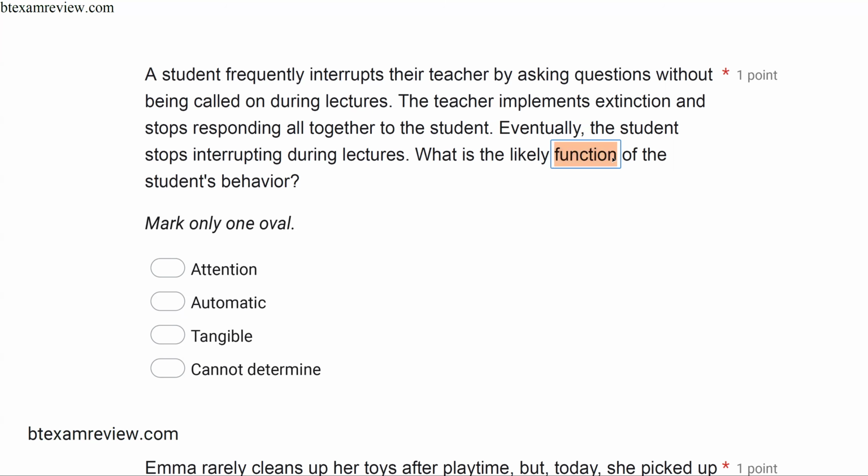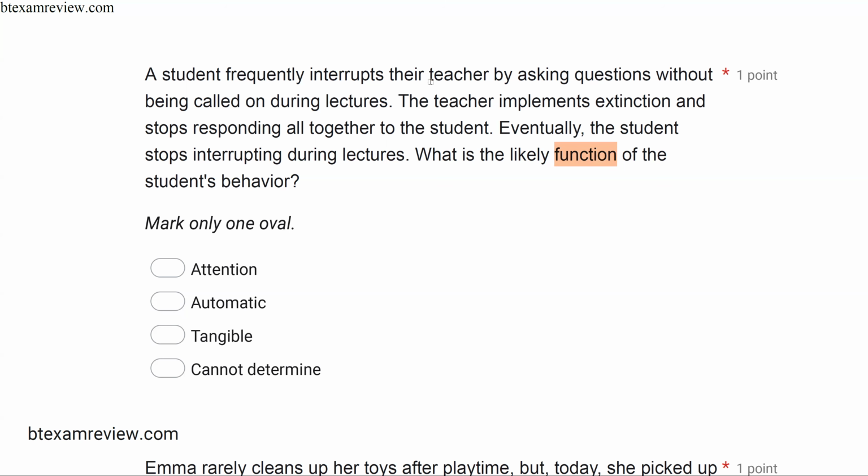And what are we looking for when trying to determine the function of a behavior? We're looking for why that behavior is occurring. What is maintaining the behavior? In other words, what's the consequence of the behavior? Because behavior is happening for a reason. The behavior may be happening to gain attention. It may be happening to gain a tangible, maybe happening to escape. It may be happening for sensory and automatic reasons.